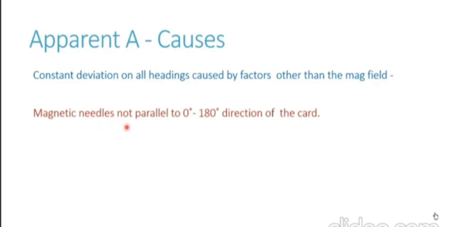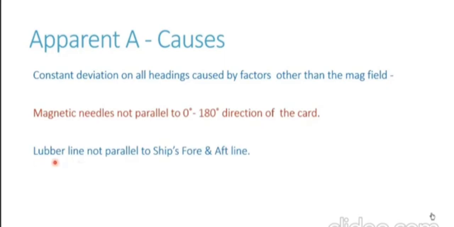You can have the magnetic needles of the card not parallel to the 180-degree direction of the card. Now this is a manufacturing defect. You can visualize a card being printed. The magnets are to be fitted exactly in the 000-180 direction. But if during the construction of the card, the magnets are fitted slightly at an angle, let us say 002 and 182 direction, there will always be a slight error which the compass will show. This has got nothing to do with magnetism, so this falls under apparent A. That's a manufacturing defect in the card.